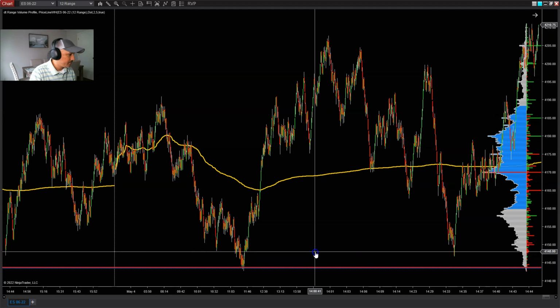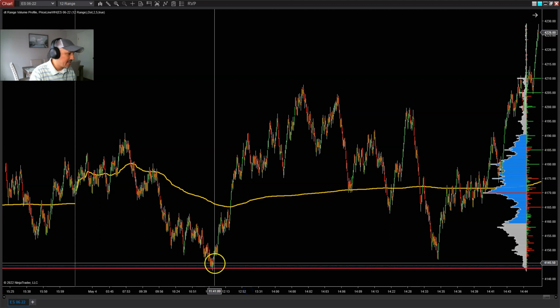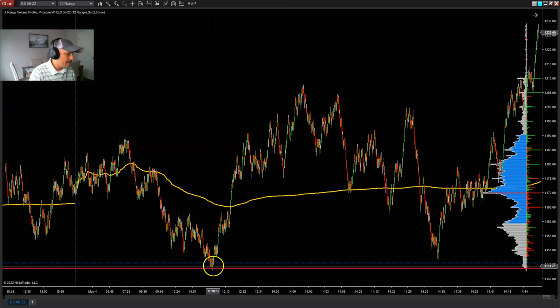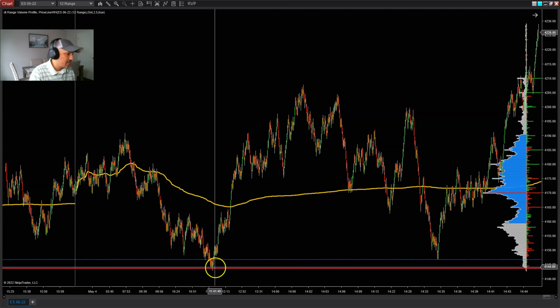This was from May the 4th around 11:45. Area of demand sitting down here, okay? See it right here? Where price pushed down, turned around, pushed up, aggressive buying, okay? It broke back into the structure here, back into the structure where price is swinging to the downside.